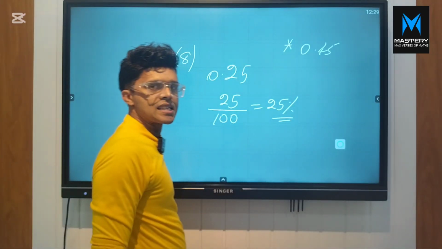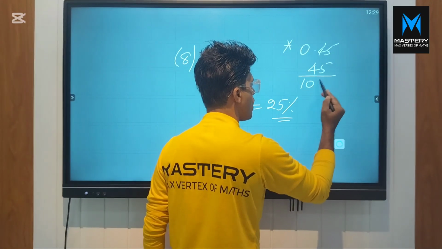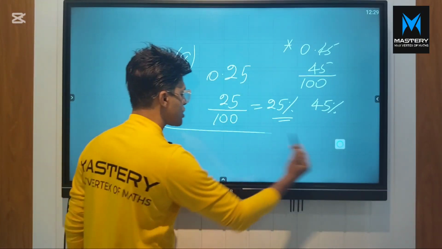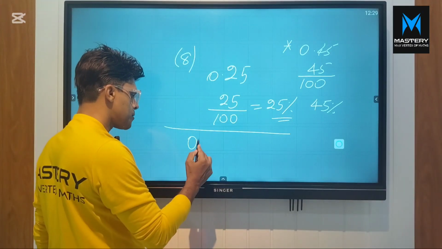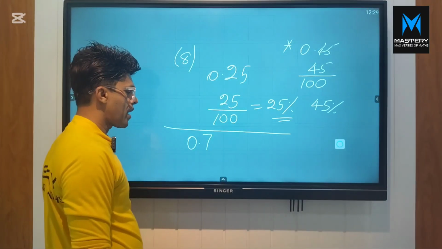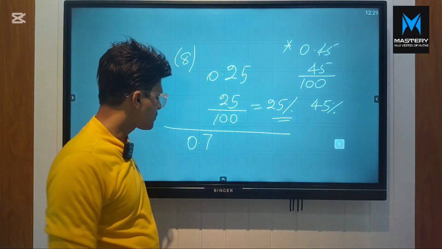So how do you write this type of one as a percentage? 0.45 as a percentage. Yes, this one can be written as 45 over 100, which is 45%. Now think of this one: 0.7. This decimal number also we could write as a percentage. How do we write this one as a percentage?